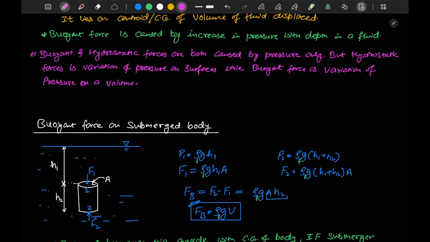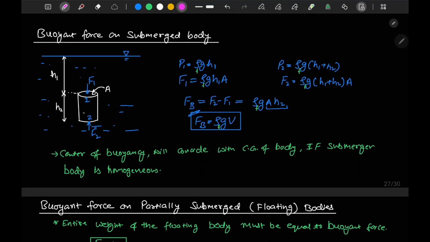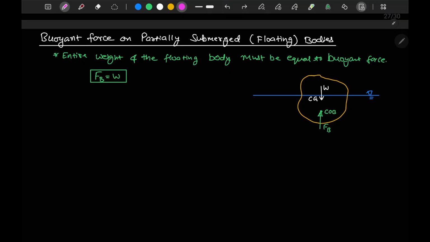So buoyant force is the force on the volume, and hydrostatic force is the force on a surface. If I talk about the net hydrostatic force on this submerged body, so net horizontal force, it will act from all directions, and it will be cancelled out to become zero. Here also in the partially submerged body, although it will act in different directions, the net summation in the horizontal direction would be equal to zero always, because if it's not equal to zero, your body will start to move in a particular direction.